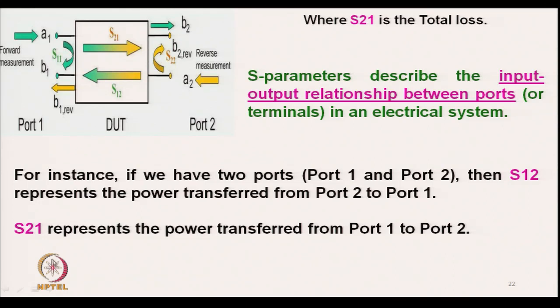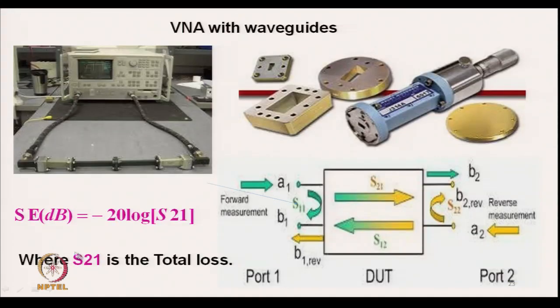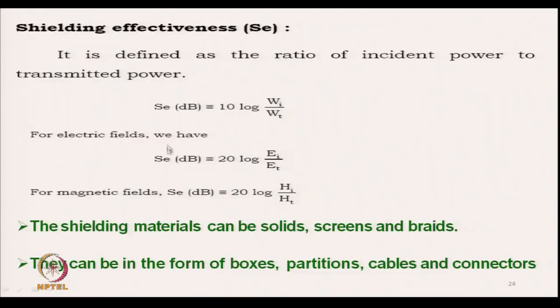So, for measurement of shielding effectiveness, S21 is used. If we take the log, shielding effectiveness in decibel equals minus 20 log S21. So, this is the common formula by which we measure the shielding effectiveness. S21 is the total loss, and shielding effectiveness for electric field and magnetic field we can measure separately.